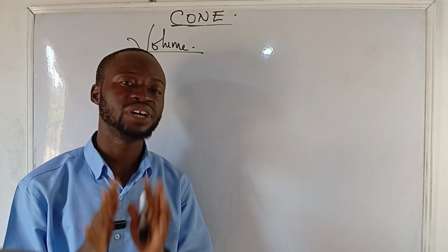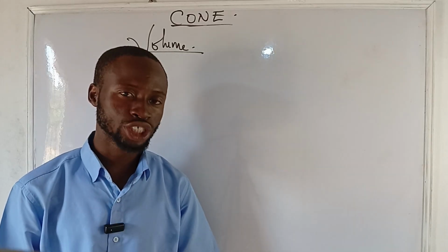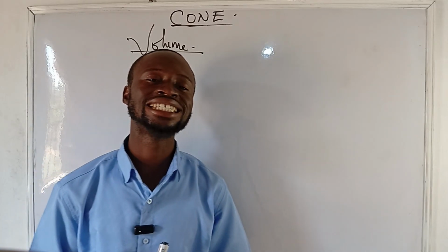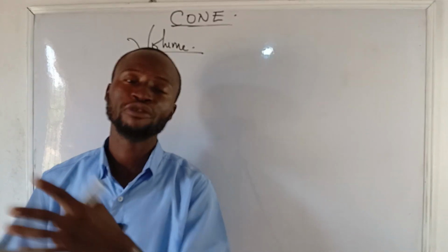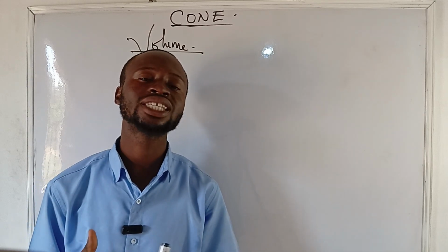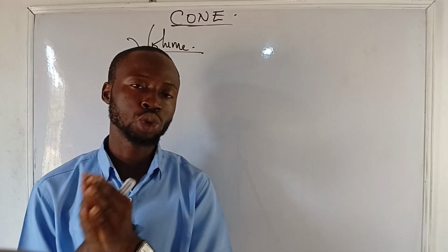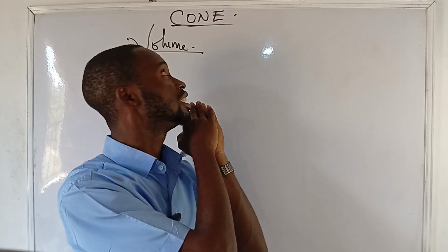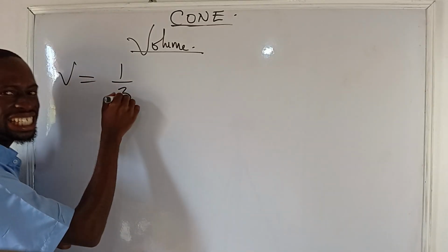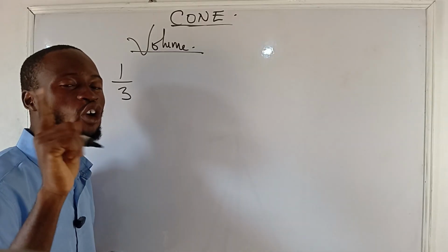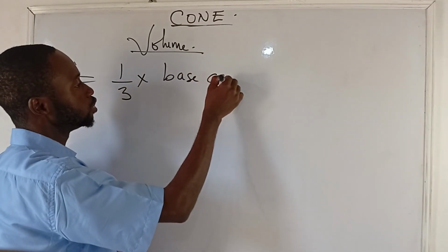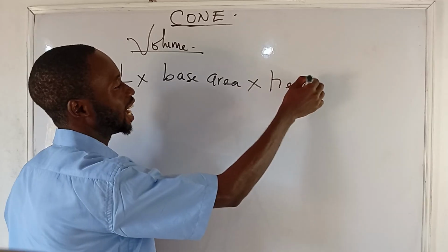I need us to note something very, very important when it comes to the cone. When we talk about the capacity of a cone, I mean the volume, the cone is part of the family of the shape of a pyramid. What I mean by that is that pyramid and cone have the same formula for volume. So the formula for the volume of a cone is given by 1 over 3 times the base area of the cone and the height.